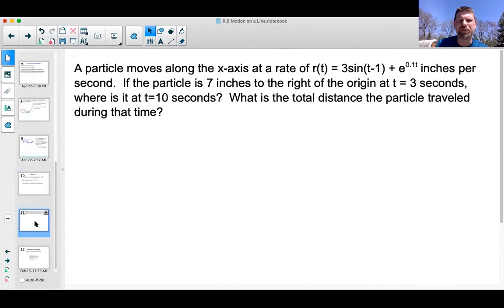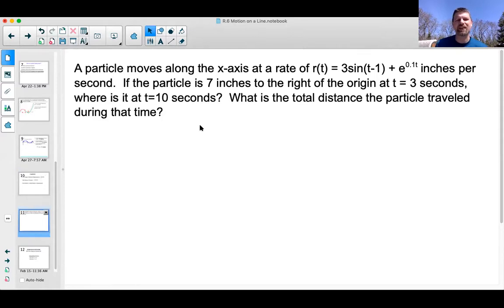Really quick question, if you want to, sure, let's do this one quick. A particle moves along the x-axis at a rate of r of t equals this thing in inches per second. If the particle is 7 inches to the right of the origin at t equals 3 seconds, where is it at 10 seconds? What's the total distance the particle traveled during that time? I read that really fast. It can be hard to follow.